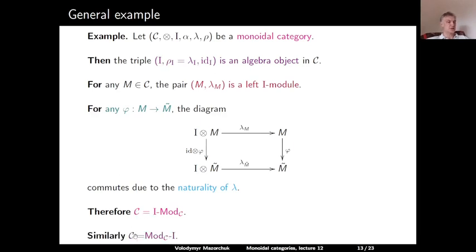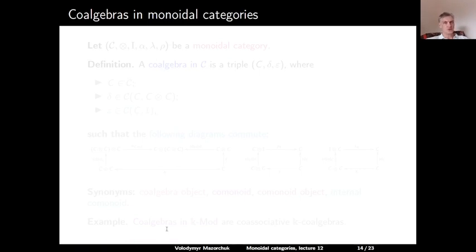And similarly, C also coincides with the category of all right modules over the unit object. Now let us move to the dual notion of a coalgebra. Let C be a monoidal category.